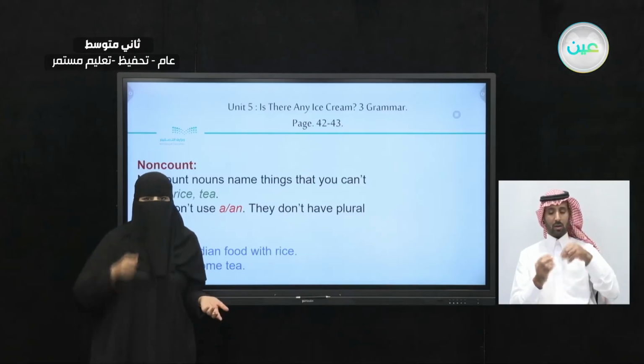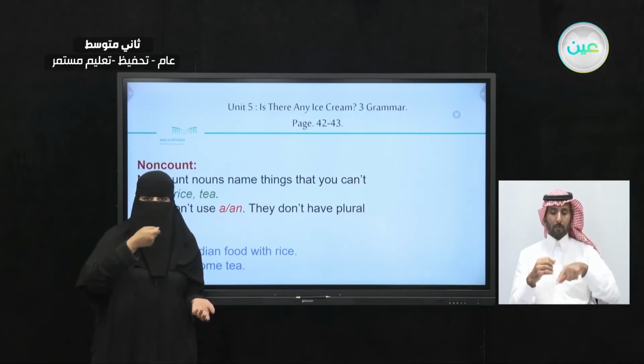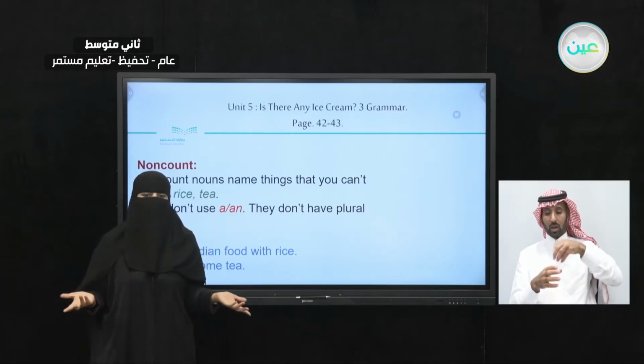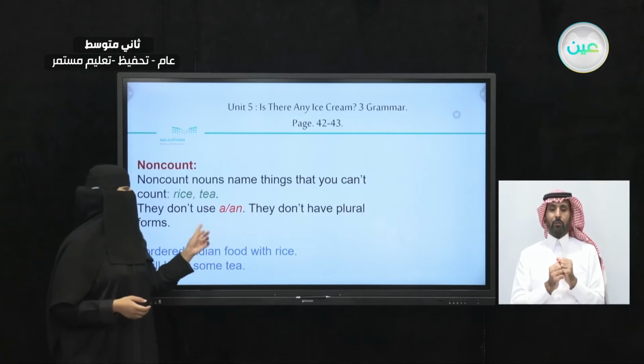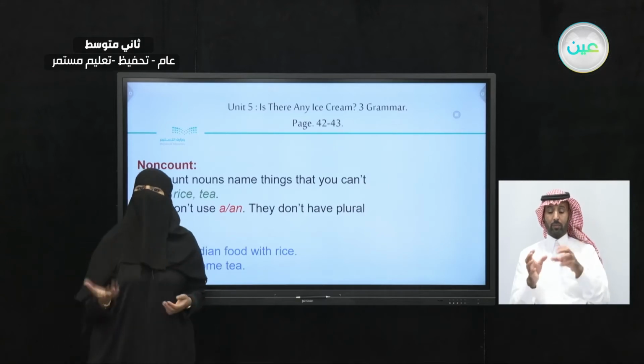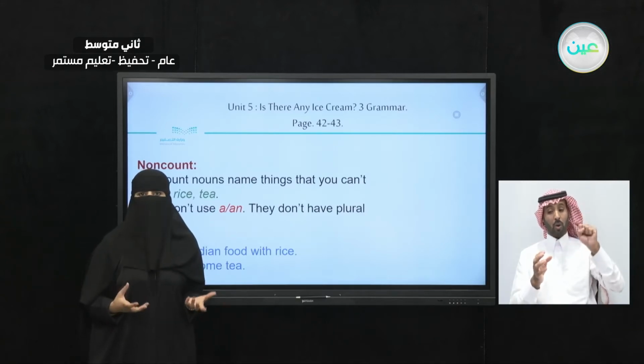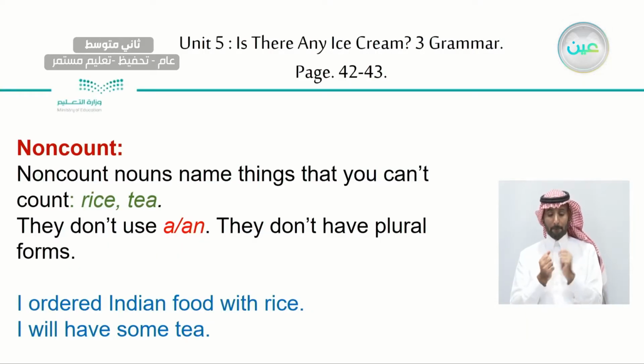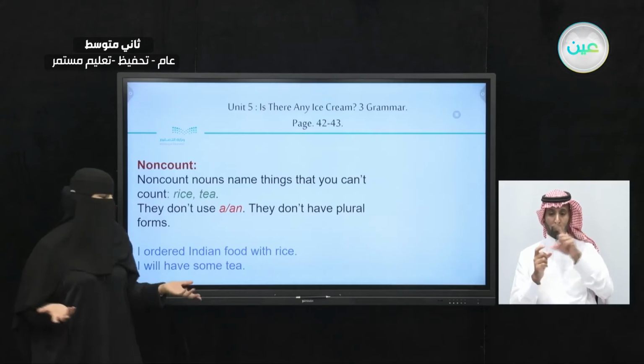Actually, when you're eating rice, you're going to scoop it with your spoon and your spoon will be filled with rice, right? You cannot count it. It's a non-count. So we are not going to use a or an for non-count nouns. But if we're going to use the word, what are we going to use?